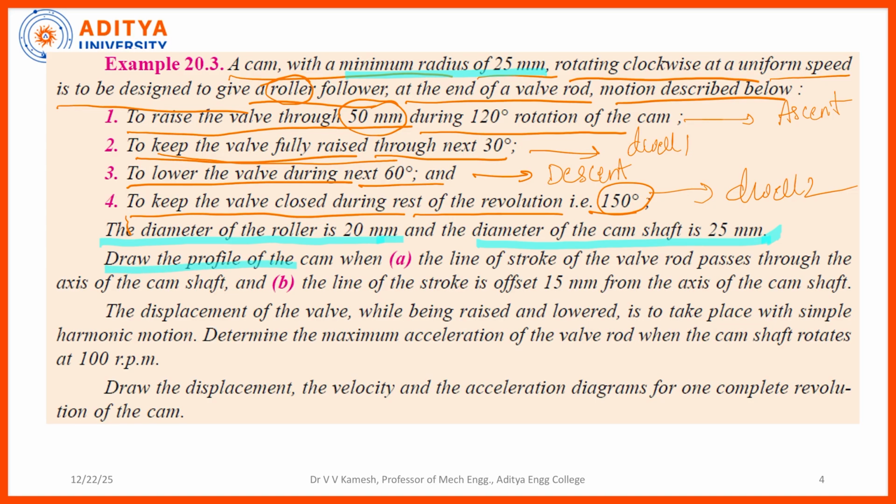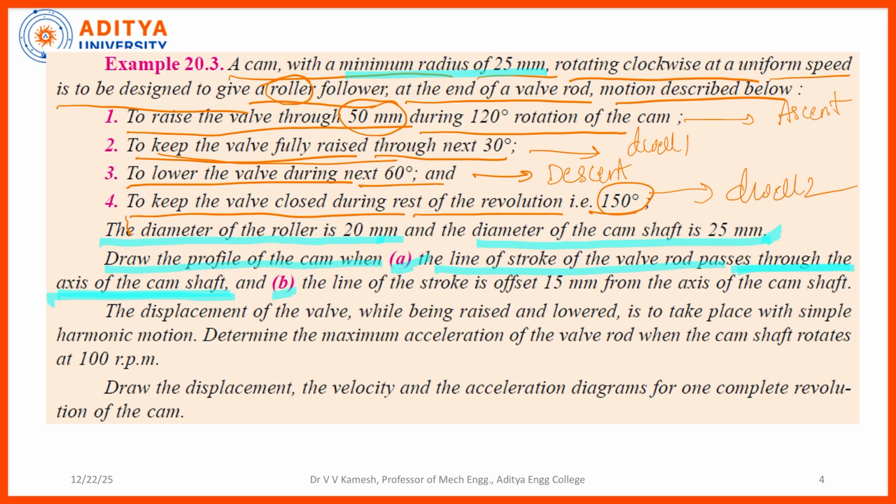Draw the profile of the cam when, first condition, the line of stroke of the valve rod passes through the axis of the camshaft. Just like earlier, this is the rotating camshaft axis, on the same vertical line, right? Suppose this is the axis of this camshaft and this is rotating like this. Now vertically on this I need to have the follower. So that is called the line of stroke of the valve rod passes through the axis of the camshaft. Passes through means it is actually intersecting, because this is horizontal and this will be vertical.